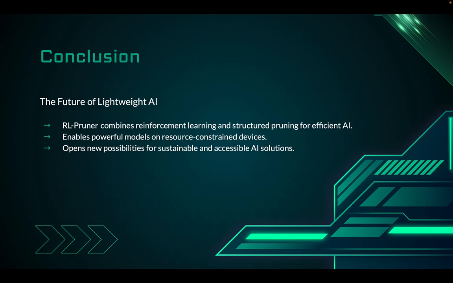The last slide is for conclusion, and to wrap this up, I would say RL Pruner is a revolutionary step forward in making AI more efficient and accessible. So by combining reinforcement learning and structured pruning, it achieves very high compression while retaining the performance. This approach paves the way for deploying powerful AI models on resource constrained devices. So let's say, for example, from wearables to autonomous vehicles, the need for this kind of technology is very high.